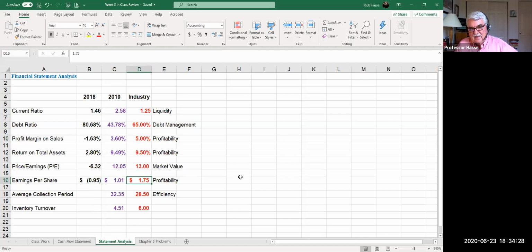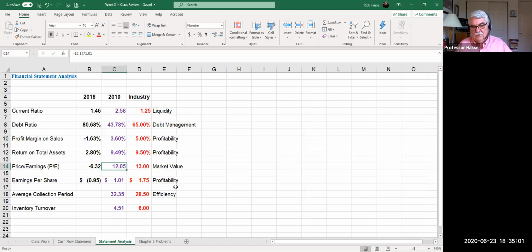And that leads us to an analysis of market value. And that is the price earnings ratio. This is used by a lot of stockbrokers and stock analysts to talk about whether the stock is undervalued or overvalued in the market. It's the relationship of the stock price to the earnings per share. So if we saw the financial statements for this company, the stock price was $12.17 at the end of 2019.